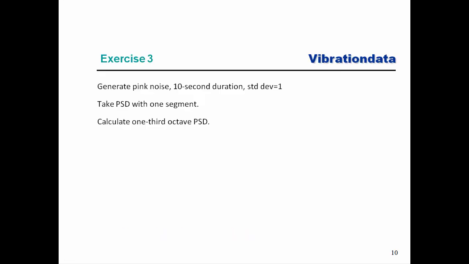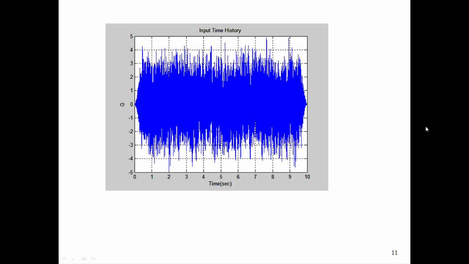Okay, now we've been talking quite a bit about white noise, and actually within the vibration data GUI package we can also generate something called pink noise. So let's see what pink noise looks like. And we're going to have a 10-second duration, standard deviation of 1, and we're going to take a PSD with 1 segment, and then we're going to convert it to 1/3 octave format PSD. And by the way, everything I'm doing in this webinar series, all these little exercises, please go back and do these yourself as a homework exercise so you can get experience.